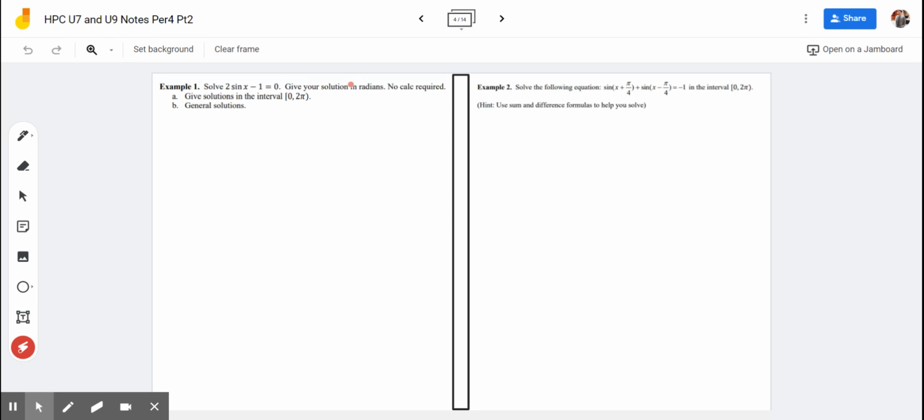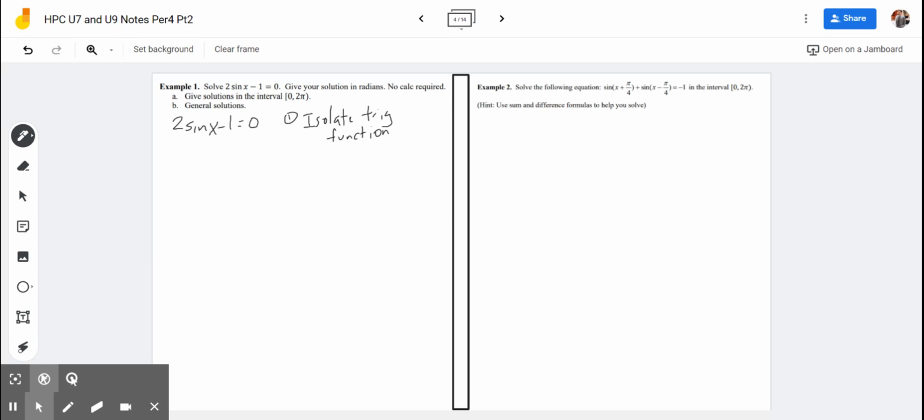Okay, so first, to solve the trig equation, you need to isolate the trig function. So I just rewrote the equation here. To isolate the trig function in this linear trig equation, we would add 1 and then divide by 2, right? Plus 1 to both sides here. And then we'll have 2 sine x equals 1. And then divide by 2, so you have sine of x equals a half.